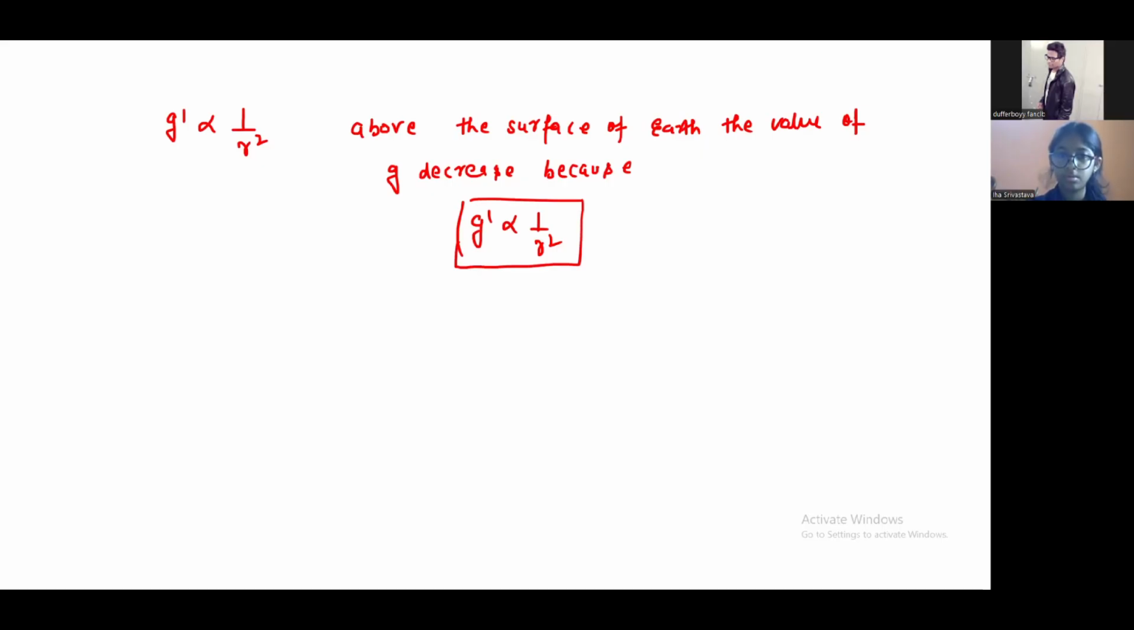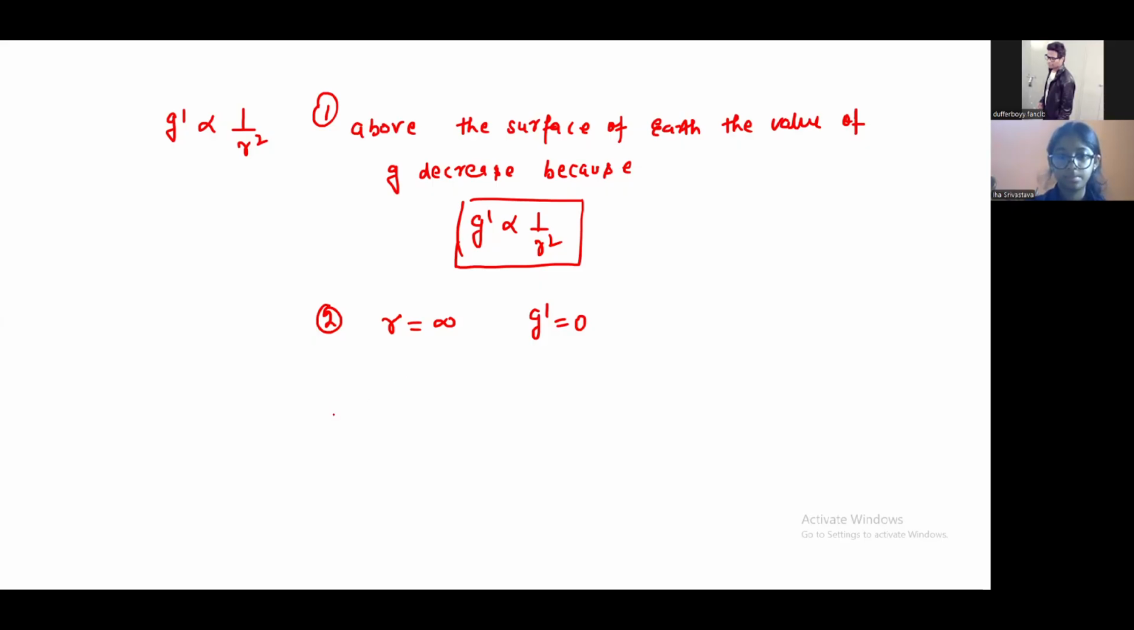The first point is important, and the second point is, if the r value is infinity, let's suppose r is a very long distance, then the g dash value will be 0. So we can say that when we are moving to an infinite distance from the earth surface, the g value will be 0. So zero gravitation.